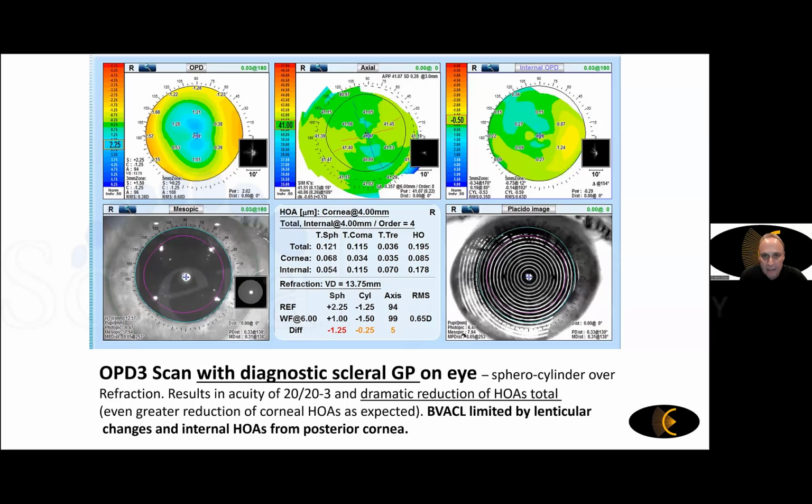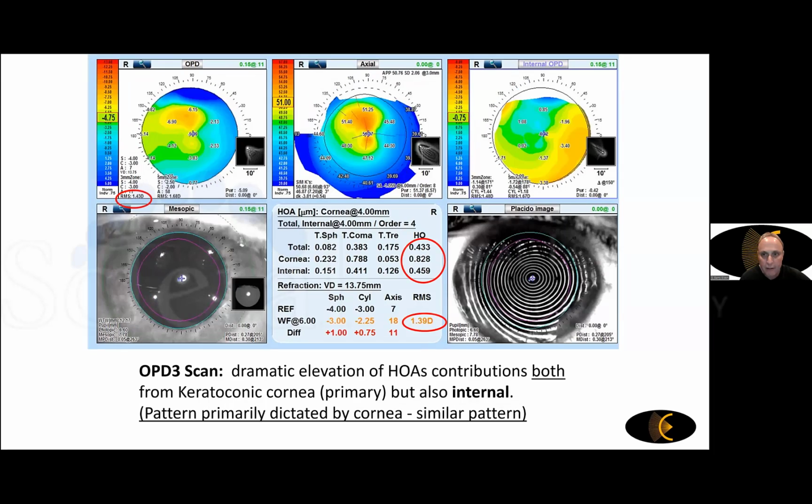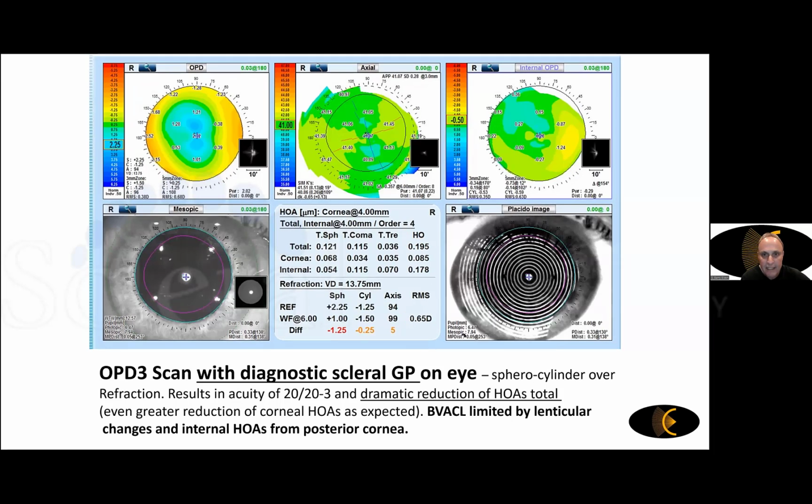Now we put a diagnostic scleral on. Take a look at that point spread function. I'm going to go back. There is without a lens. Here is with a lens. And what do we see? The front of the cornea, those high order aberrations are almost entirely eliminated.